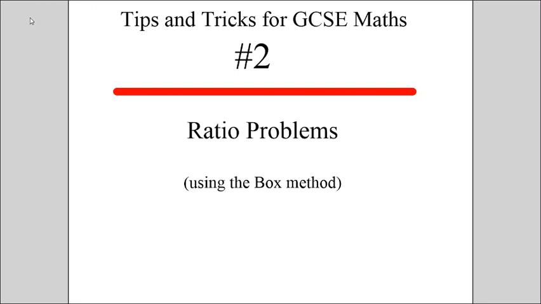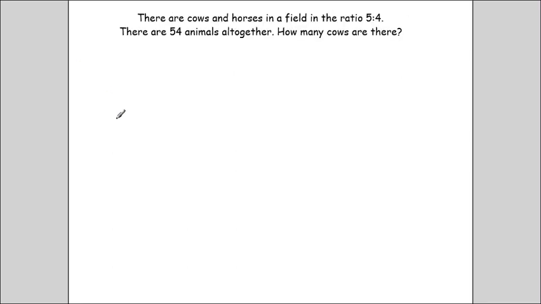I'm going to show you a particular method which is going to apply to almost all ratio problems that you're going to come across in a GCSE exam. The best way to show you is through an example. So here's a question. Cows and horses are in a field in the ratio 5:4. There's 54 animals altogether. How many cows are there?